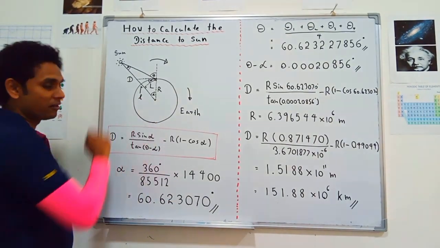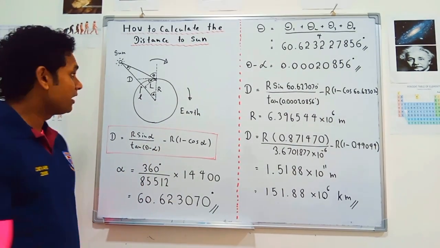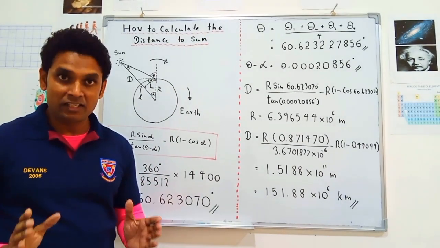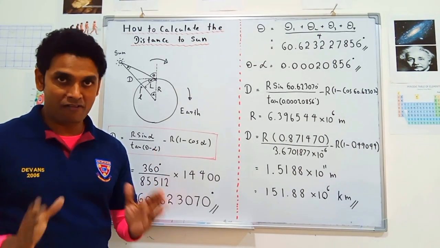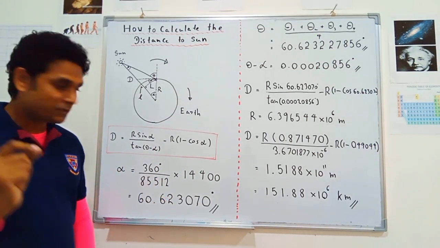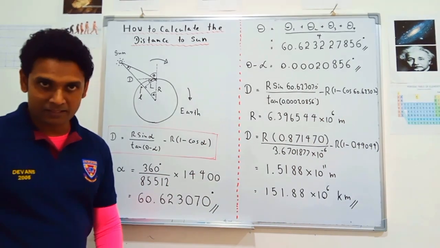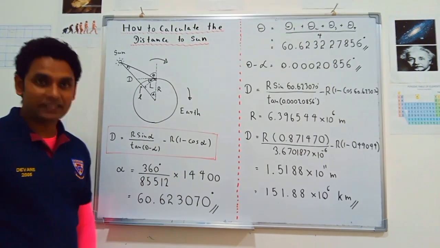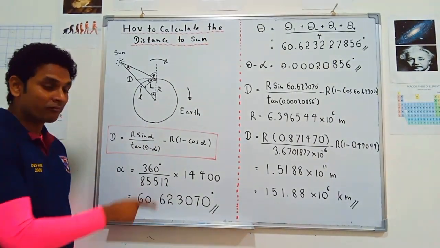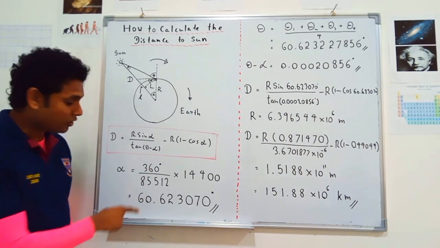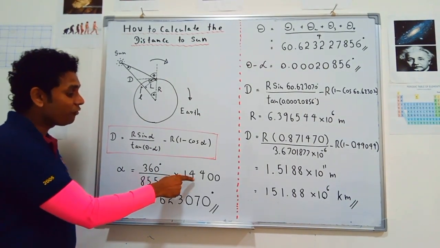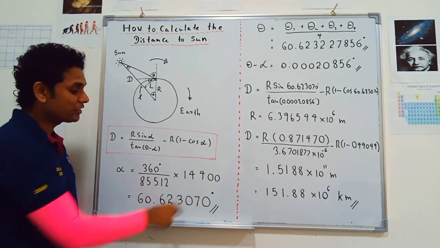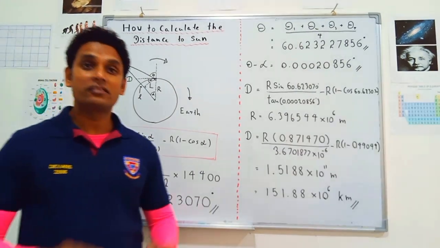Now, what is alpha? Now we are going to calculate alpha. Alpha is the rotated angle within our measured time. Our selected time was 4 hours. We did the experiment within 4 hours, and 4 hours means 14,400 seconds. In a day, as we calculated, we have 85,512 seconds. So to calculate alpha, 360 degrees divided by 85,512 seconds, multiplied by 14,400 seconds. Finally, alpha is coming as 60.623070 degrees.